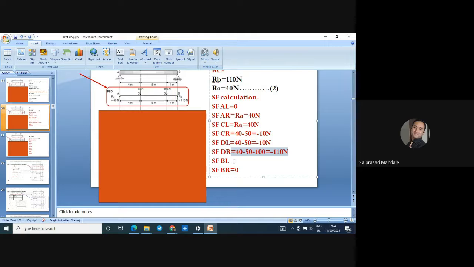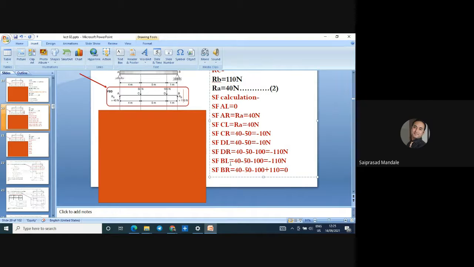So I'm putting this equation as it is. And if I move towards the left hand side, we have to add all those forces. All those forces means there's one term which is added to the equation, that is plus 110, and the addition will be equal to 0. That is the shear force calculation.